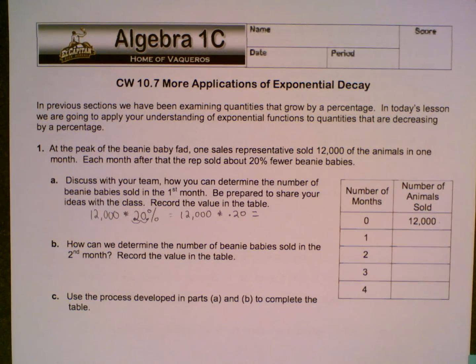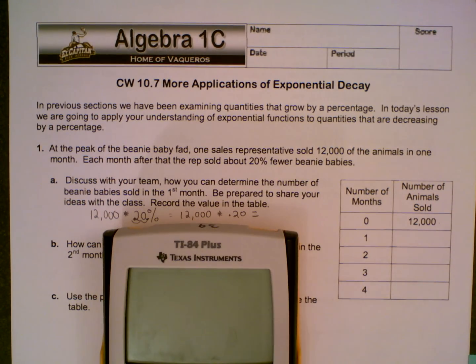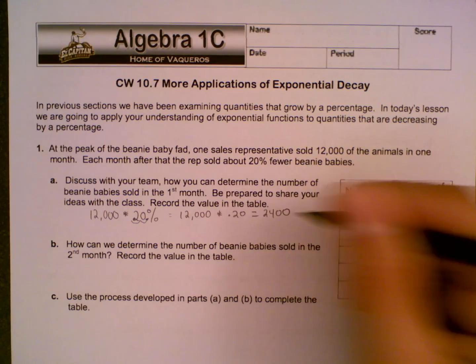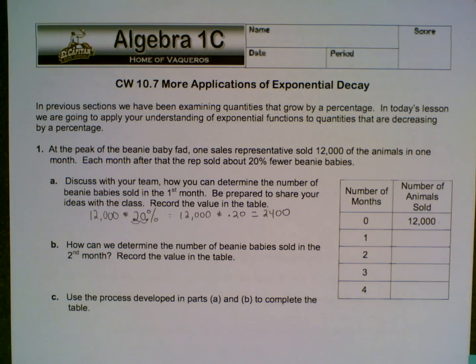And when we do that into our calculators, 12,000 times 0.20, we get 2,400. And now instead of adding that number to our original, we're going to subtract that number from our original. And that's because we're selling less Beanie Babies. So I'm going to take 12,000 and subtract 2,400, and I get an answer of 9,600.